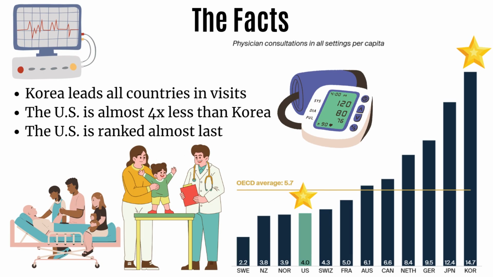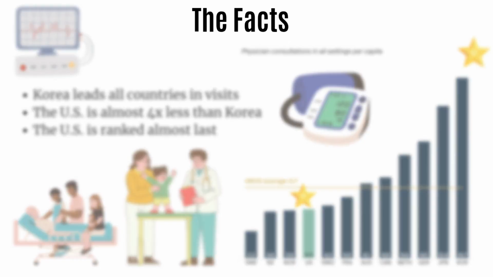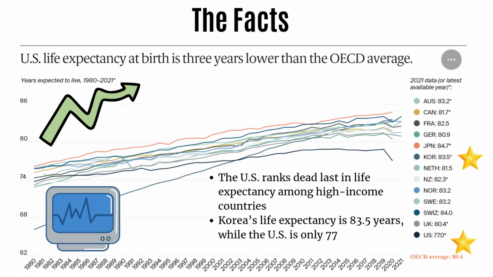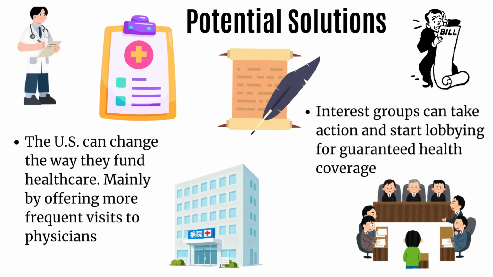One reason Korea sees better results than America is because each patient receives far more physician consultations per year at 14.7, while America is almost last at 4.0. Spending does not have direct causation to better results. The U.S. is dead last in this field with life expectancy at 77 years, while South Korea has an amazing life expectancy of 83.5.